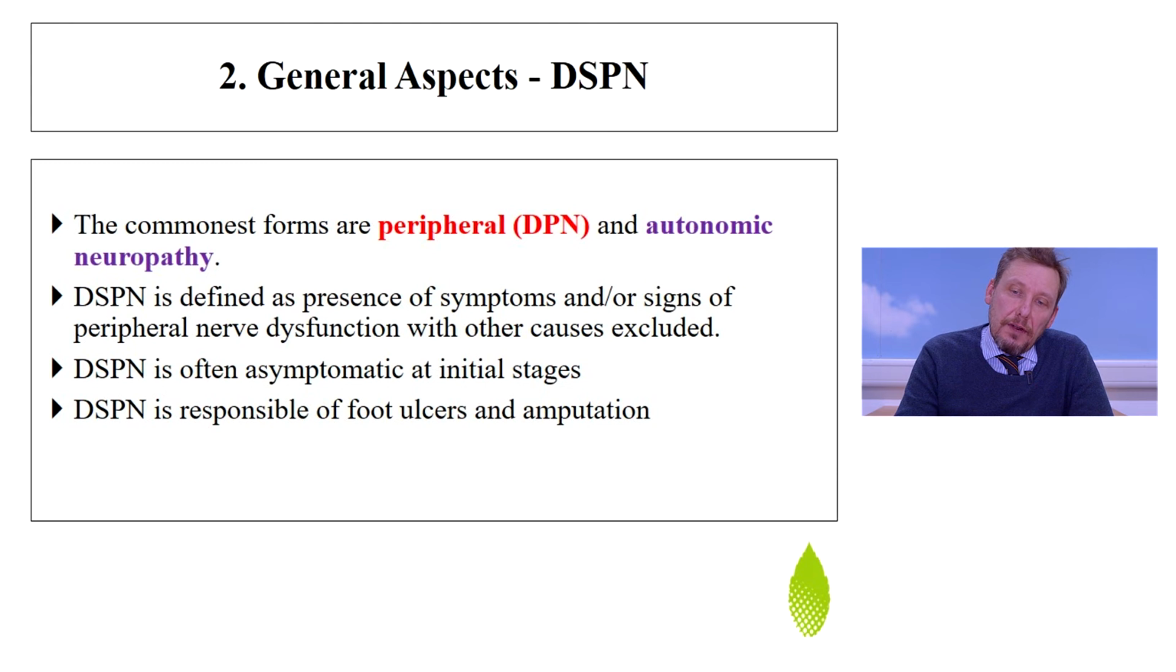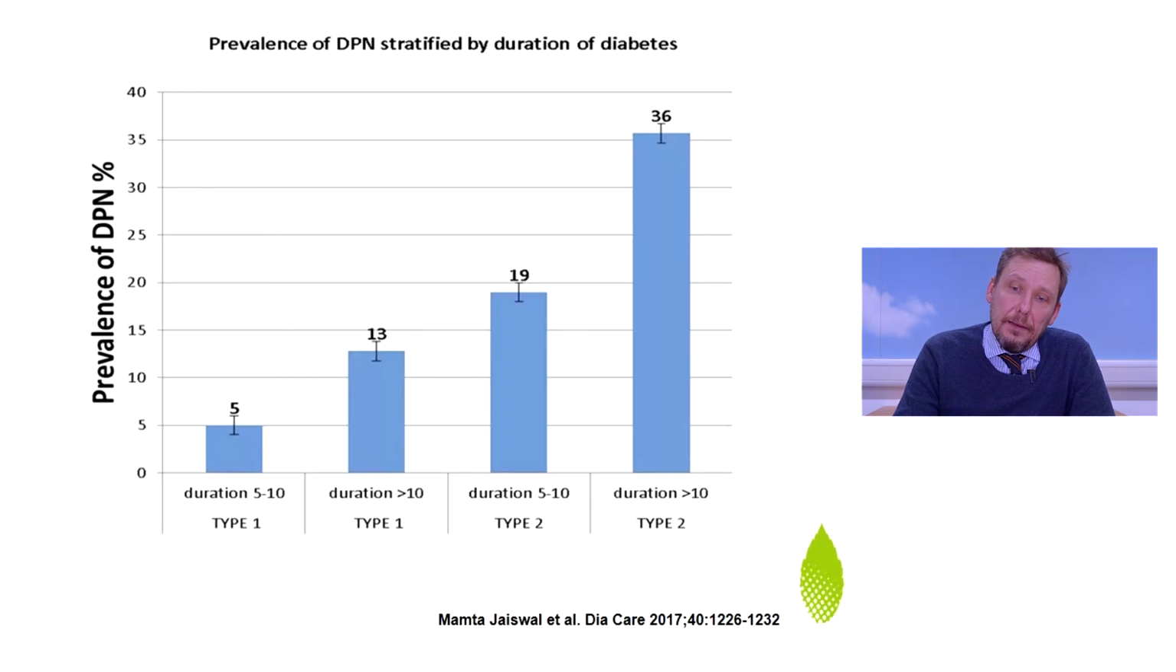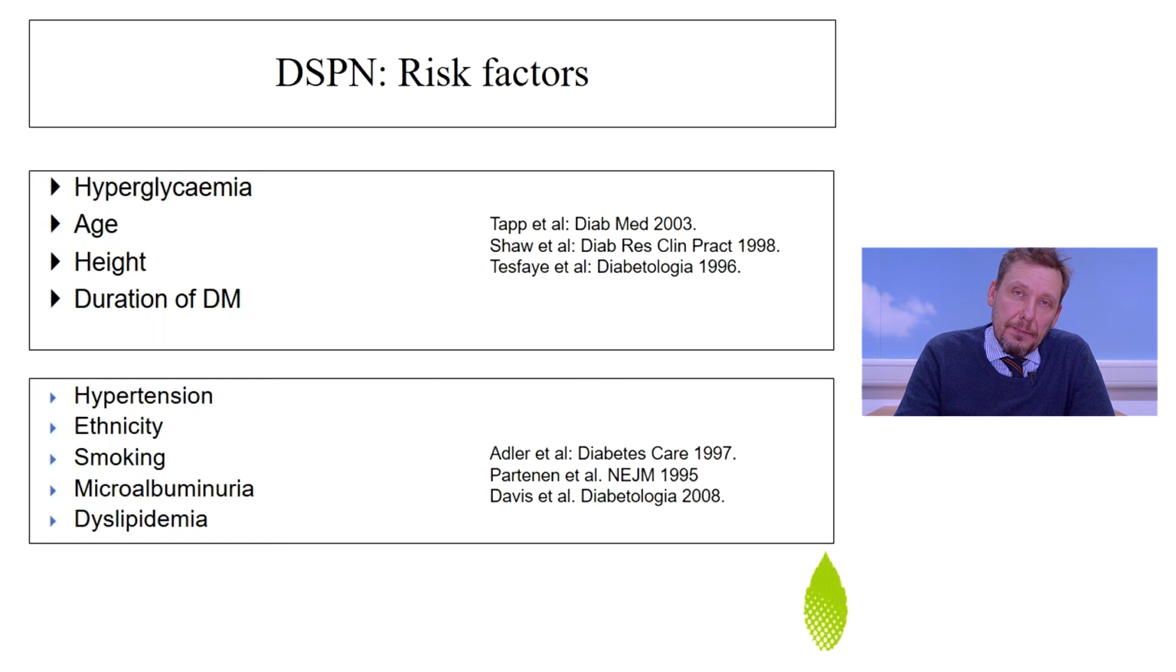So let's consider some general aspects of DSPN. The commonest form, as I've said, of peripheral neuropathy in diabetes is this distal symmetrical polyneuropathy. It's defined as the presence of symptoms and/or signs of peripheral nerve dysfunction when we've excluded other causes. As we've suggested, DSPN is often asymptomatic during its initial phases, but is a major cause of underlying foot alteration and amputation in people with diabetes.